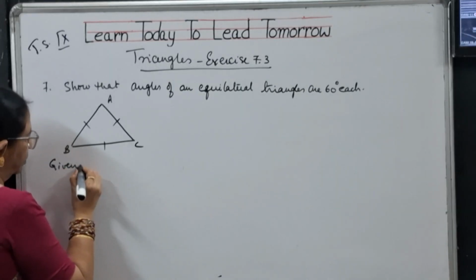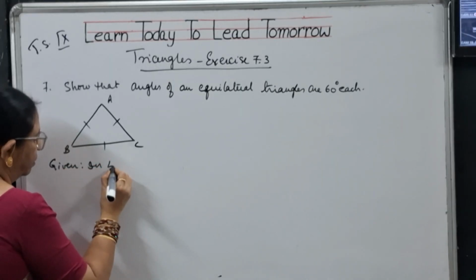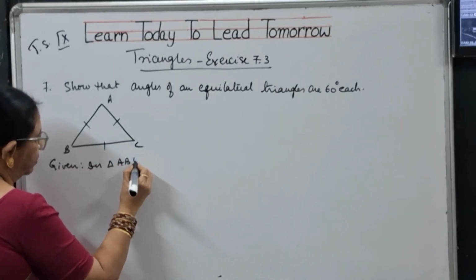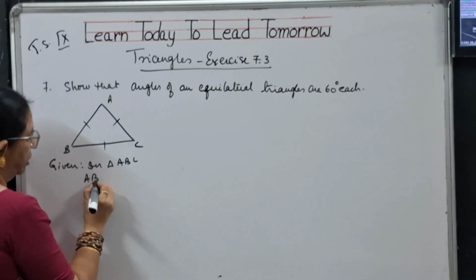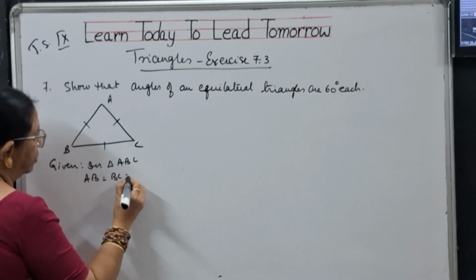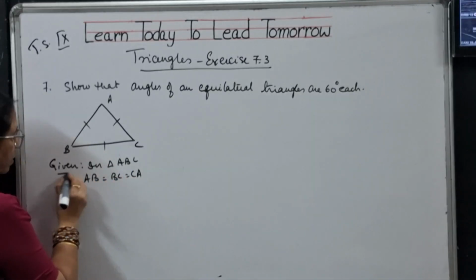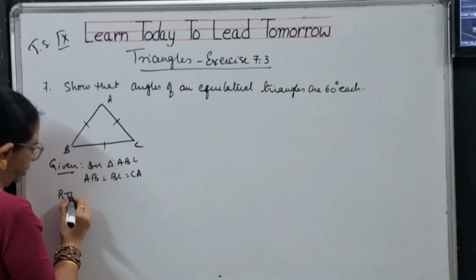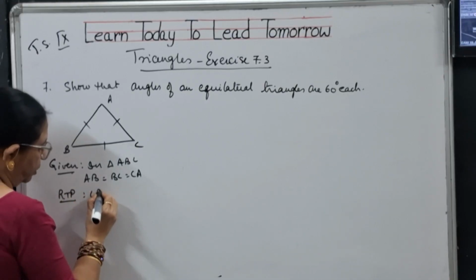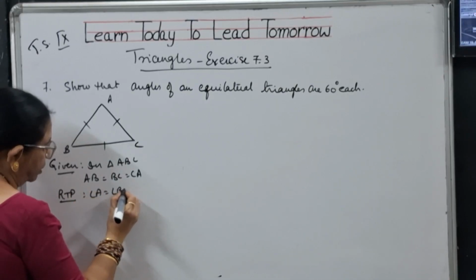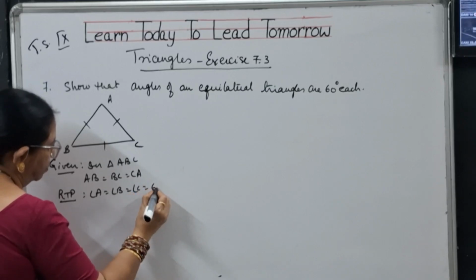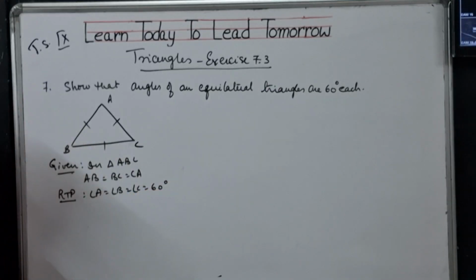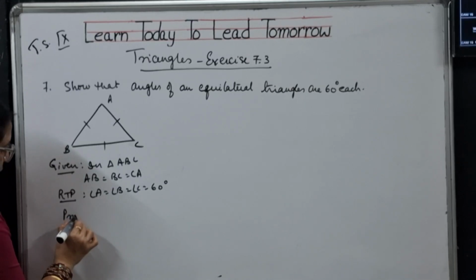What is given to us? In triangle ABC, AB is equal to BC is equal to CA. Then what is RTP? We need to prove that angle A is equal to angle B is equal to angle C is equal to 60 degrees. Now we can go for the proof directly.